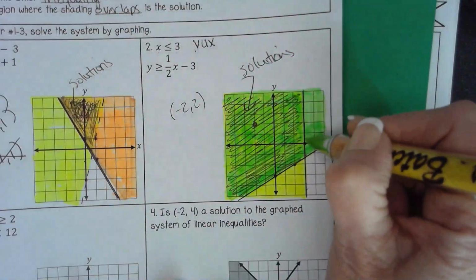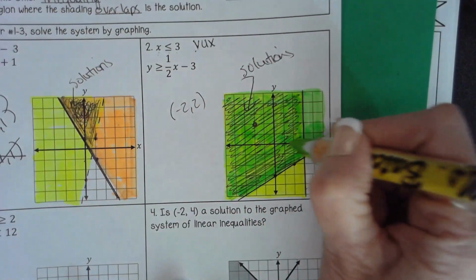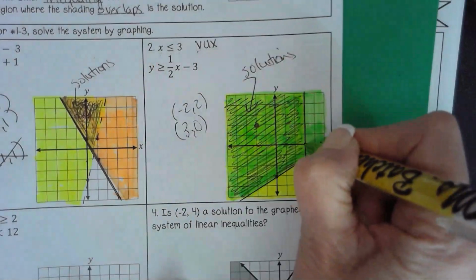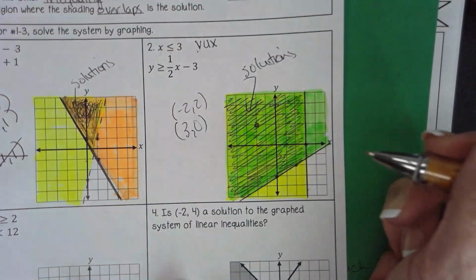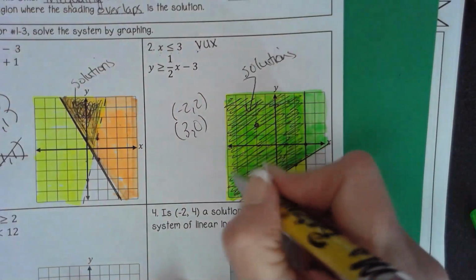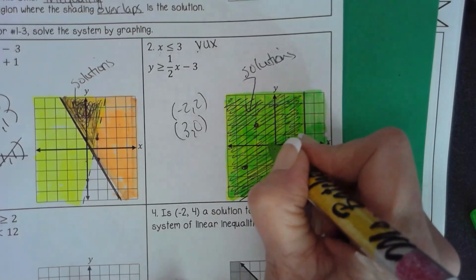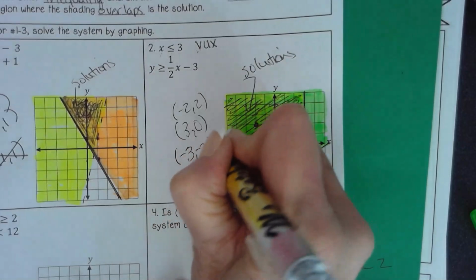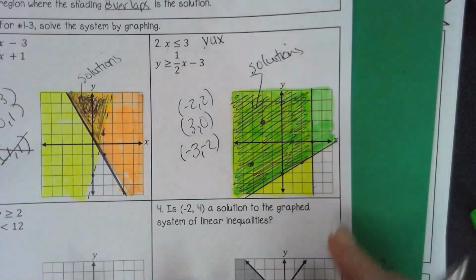Okay. Somewhere on this line, this is 1, 2, 3, 0 is a solution because it's on the solid line next to the shaded region. Okay. Down here, these are solutions. This is the ordered pair -3, -2. And there's many more. Okie dokie.